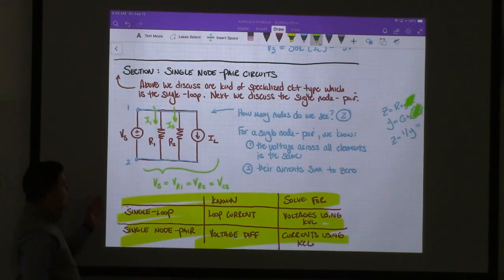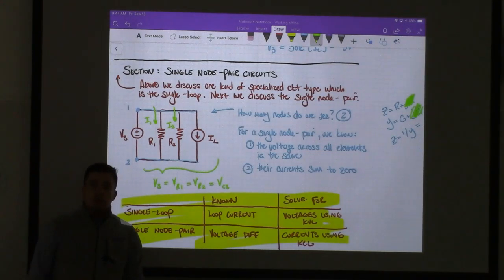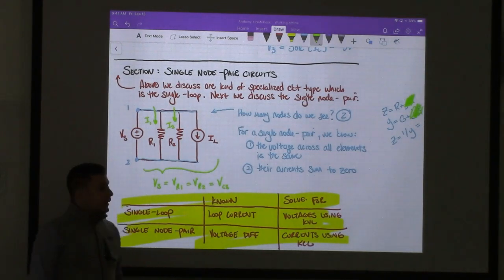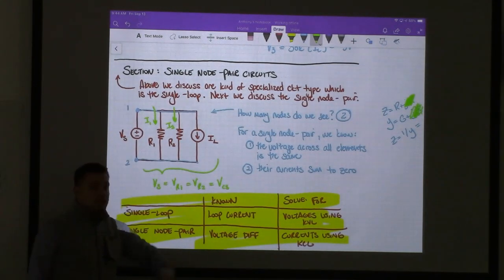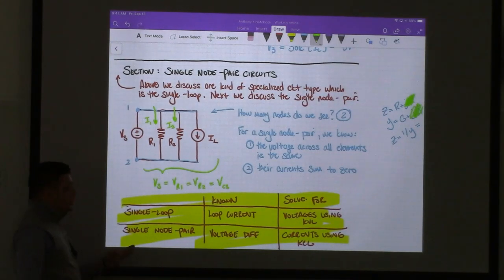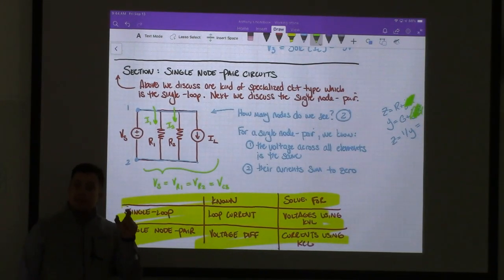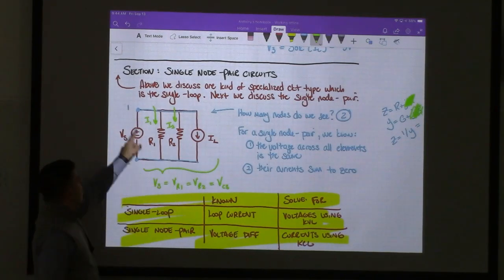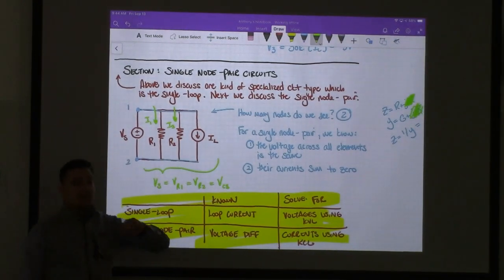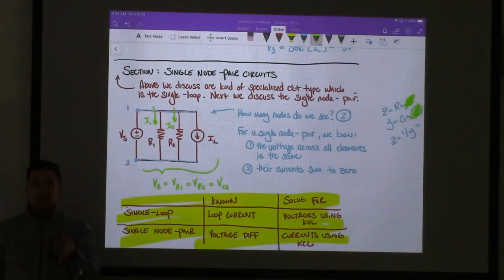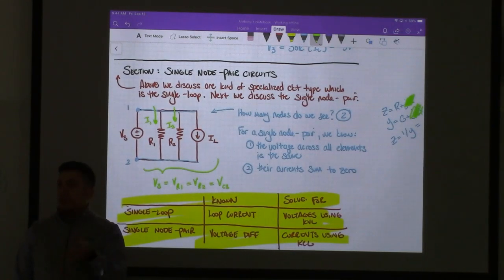It's one where all of the elements are in parallel with one another, meaning that there's only two distinct nodes in the circuit. There's the top and the bottom, node 1, node 2, and all of these are in parallel with one another. So there's only essentially one voltage in the system. All right? V1, V2, the voltage across all of these is going to be equal to Vs. Now in a single node pair circuit, you may not always have a voltage source. So it may not always be known a priori, but it'll just be one voltage.